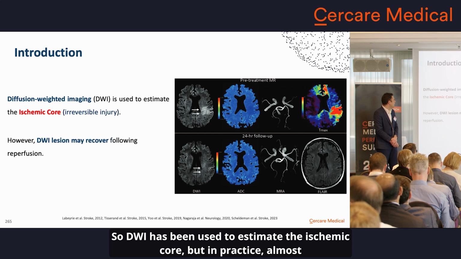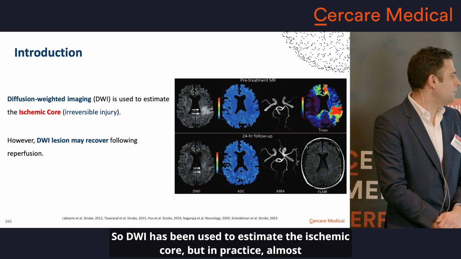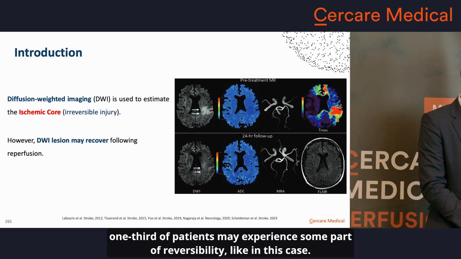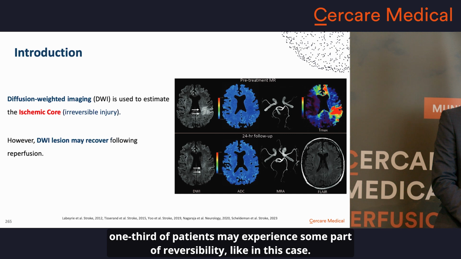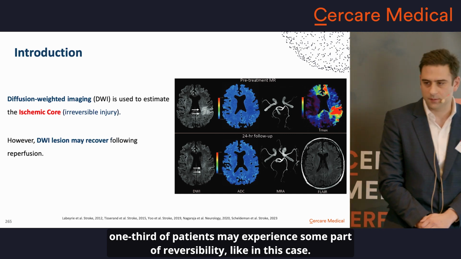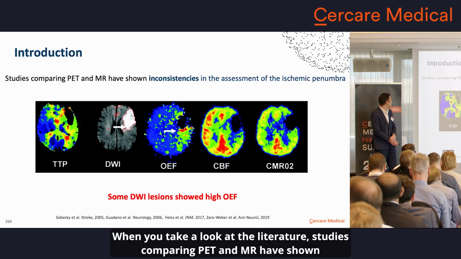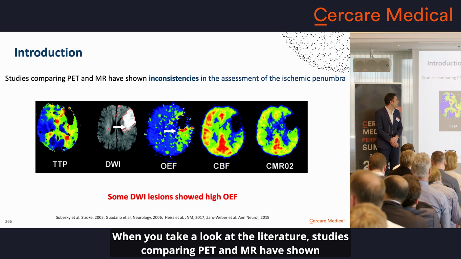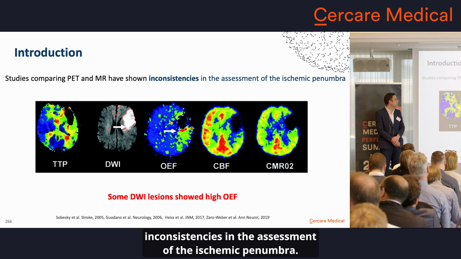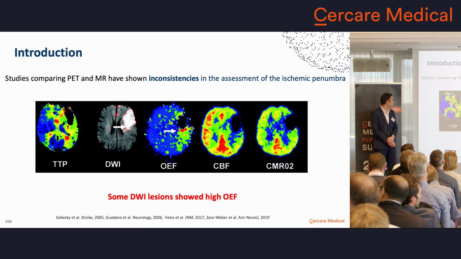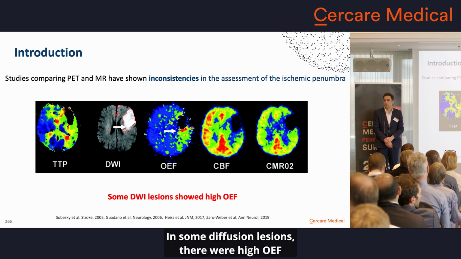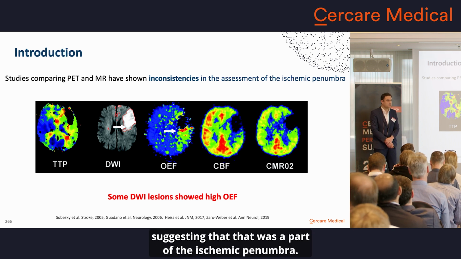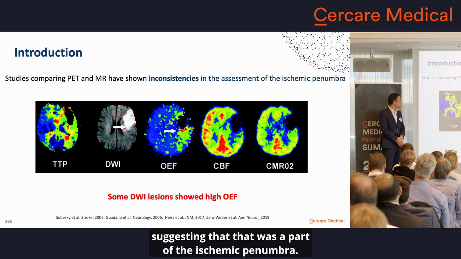So DWI has been used to estimate the ischemic core, but in practice, almost 1/3 of patients may experience some part of reversibility, like in this case. When you take a look at the literature, studies comparing PET and MR have shown inconsistencies in the assessment of the ischemic penumbra. In some diffusion lesions, there was high OEF, suggesting that it was a part of the ischemic penumbra.